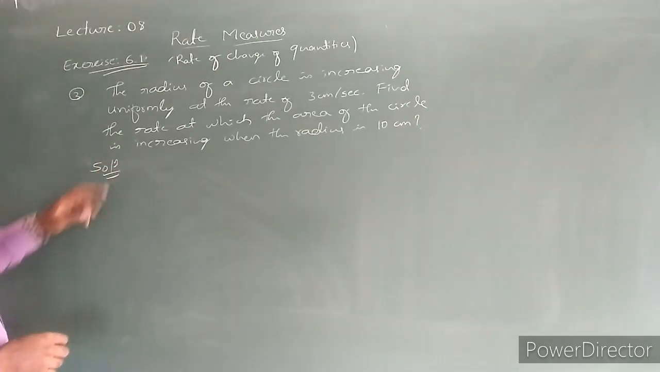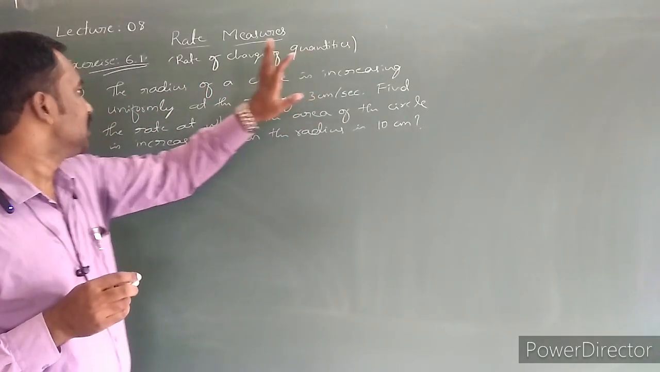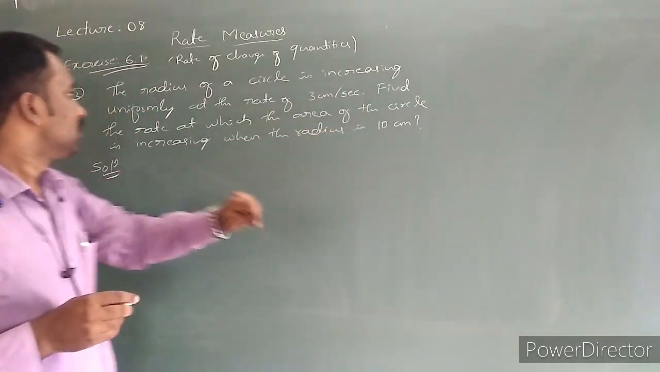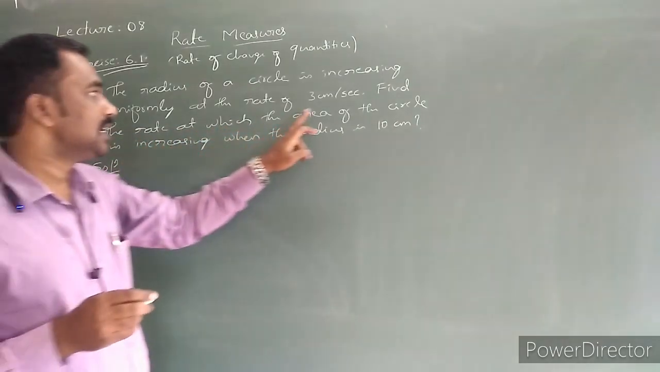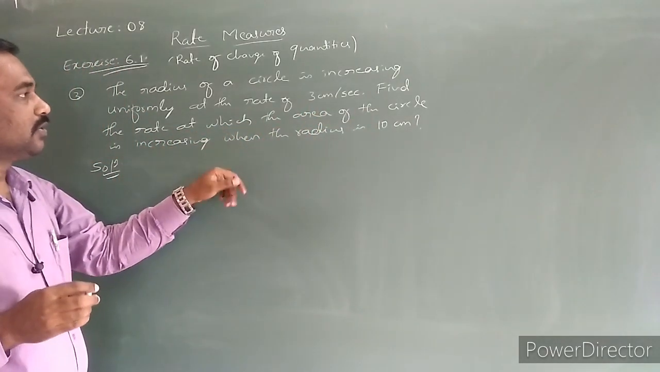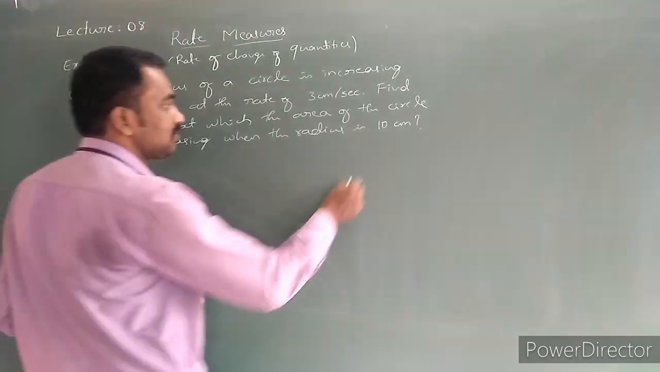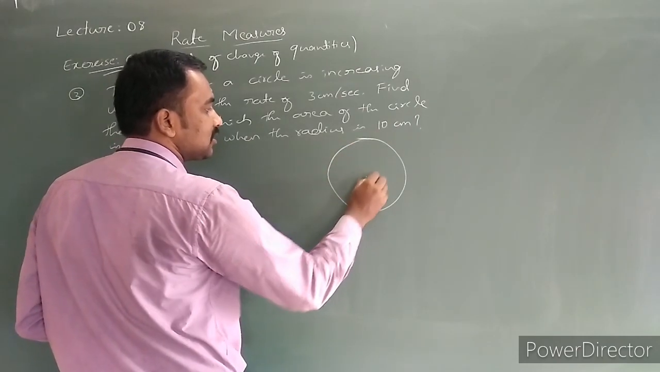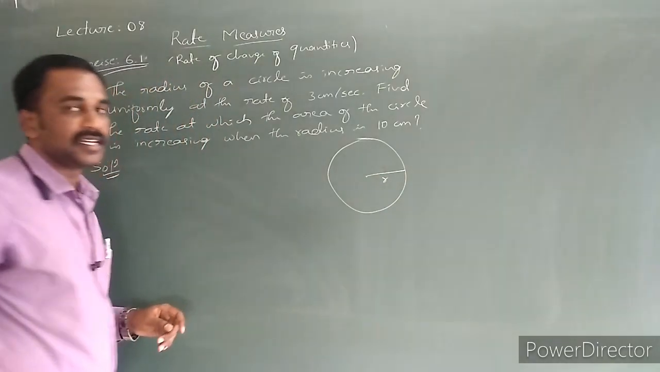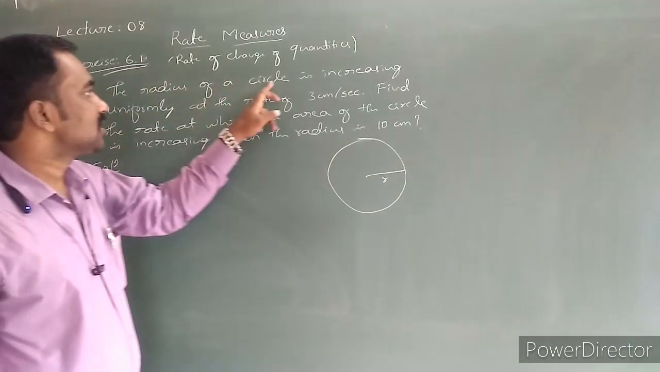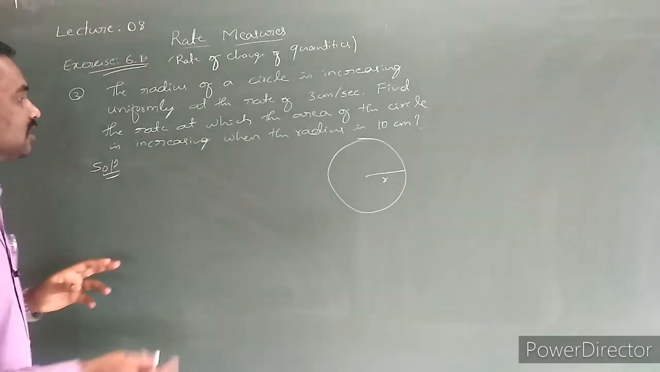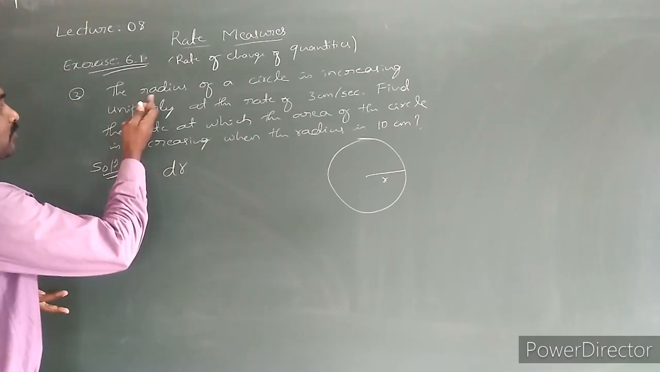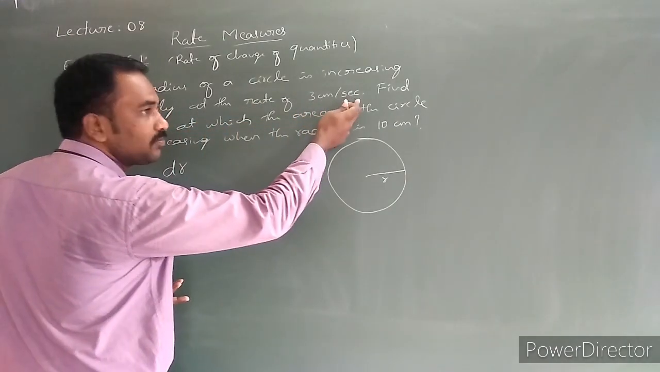The given problem is: the radius of a circle is increasing uniformly at the rate of 3 cm per second. Find the rate at which the area of the circle is increasing when the radius is 10 cm. Suppose the circle is there, with the center, and I choose this as the radius r. The radius of the circle is increasing, which means the rate of change of the radius with respect to time, uniformly at 3 cm per second.